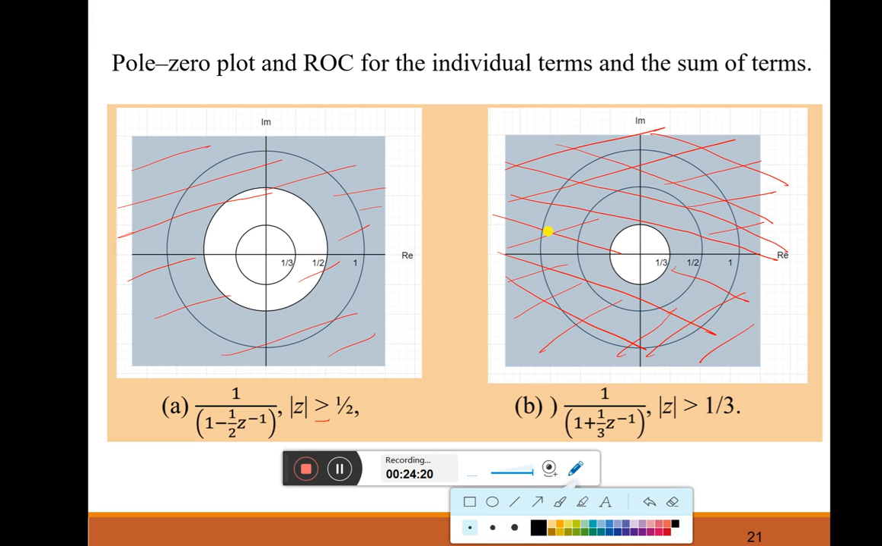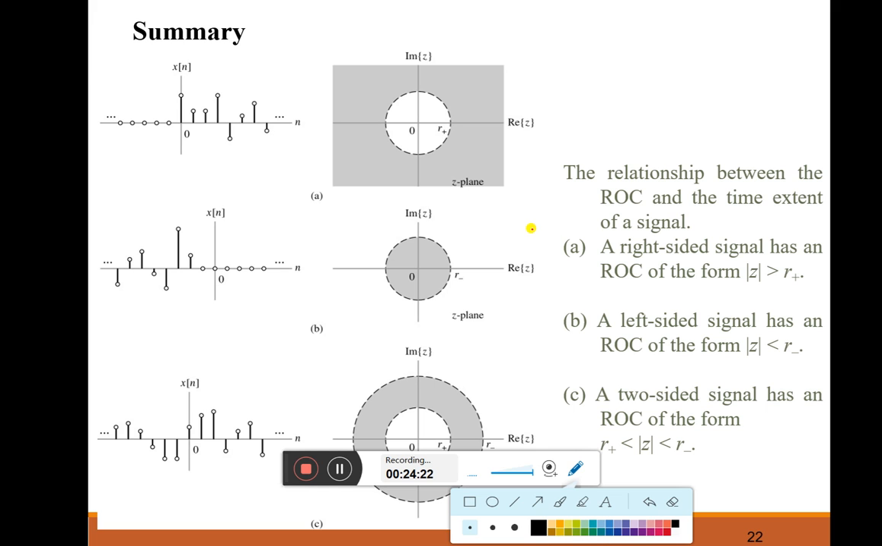Okay, so in summary, kalau you ada satu relationship between ROC and time axis of signal, right-sided signal has ROC in the form of Z bigger than poles, and left-sided sequence dia adalah lebih kecil, and two-sided sequence adalah in between.